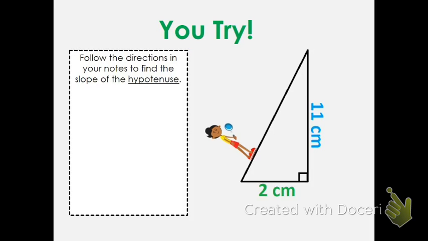Okay, now I want you to try it. Follow the directions in your notes to find the slope of the hypotenuse. So hopefully you used your notes to determine your rise over your run. And in this case, it's 11 over 2. So our slope then is 11 over 2. And then it is a positive slope.